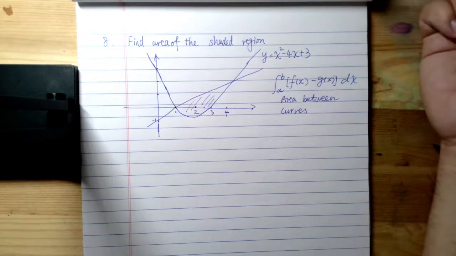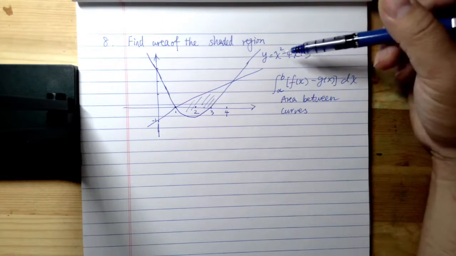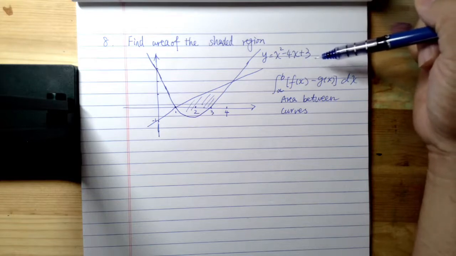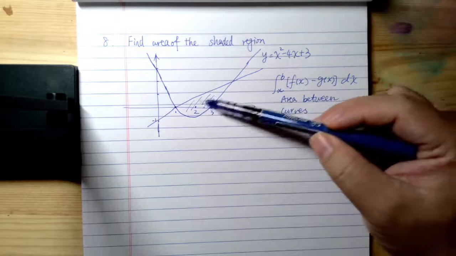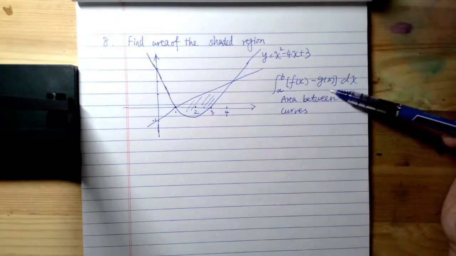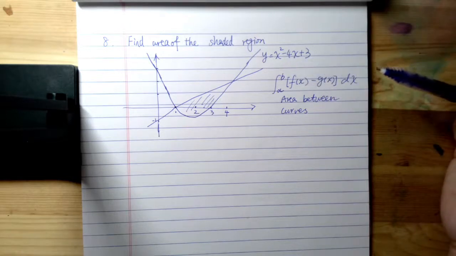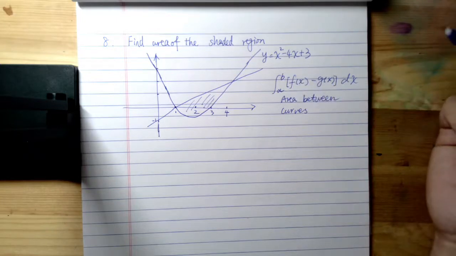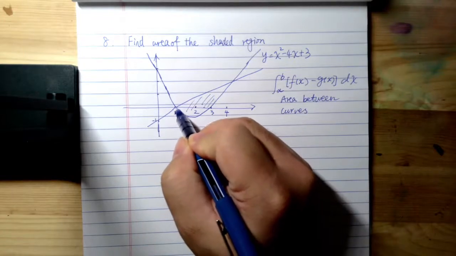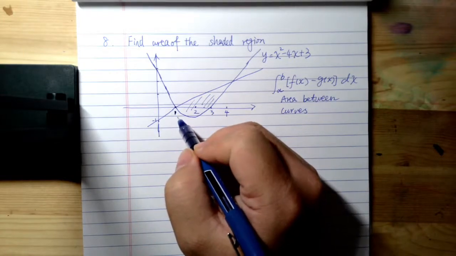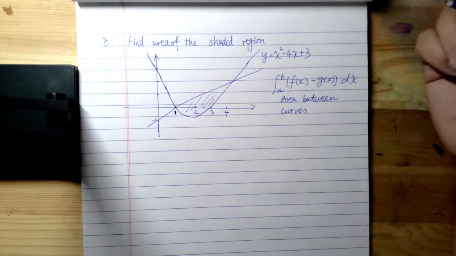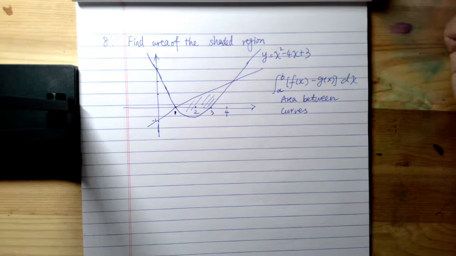So for this problem, we know that this curve is a parabola. The expression is given, and it's the lower function here, g(x). We have to figure out two parts. First, we need to figure out the limits, starting from where, to where. Based on this graph, the starting point is already given: it's 1. The end point looks like it's 4, but we don't know for sure, so we had better verify that.